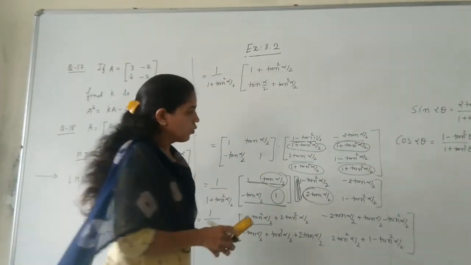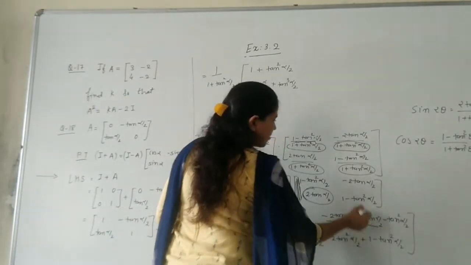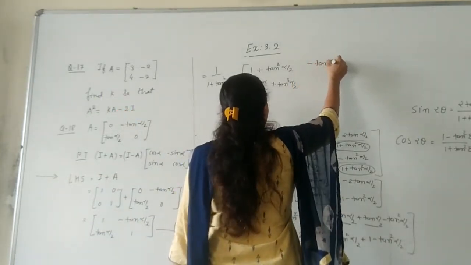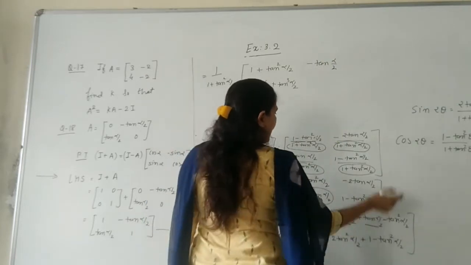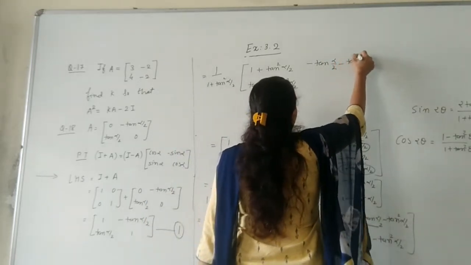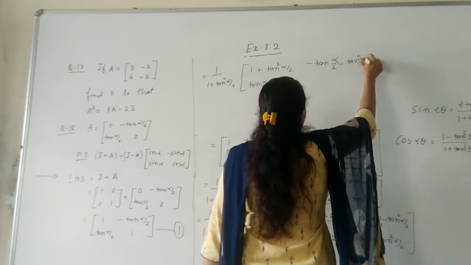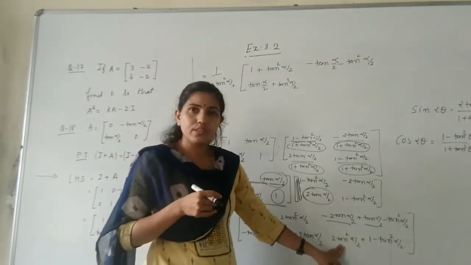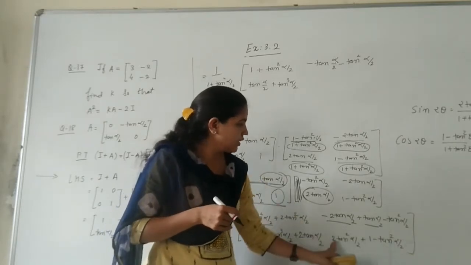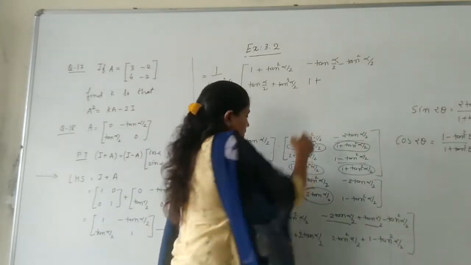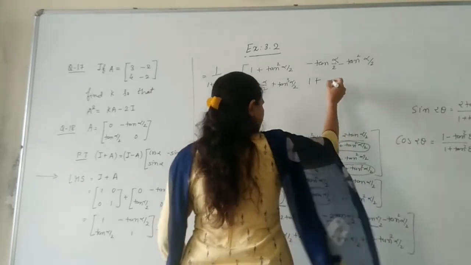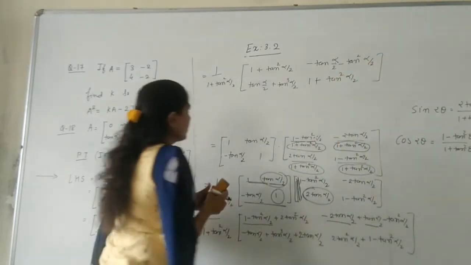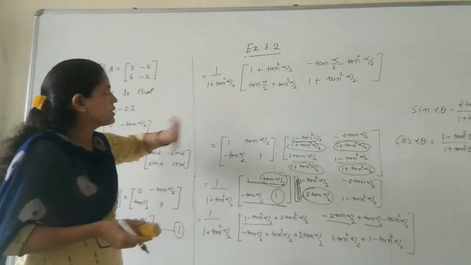Similarly here, we have minus 2 tan alpha by 2 and plus tan alpha by 2. It will be minus tan alpha by 2 minus tan square alpha by 2 as it is, right? In the fourth element we have 1 plus 2 minus 1, so plus 1 tan square alpha by 2. So here we have done the multiplication and the simplification.